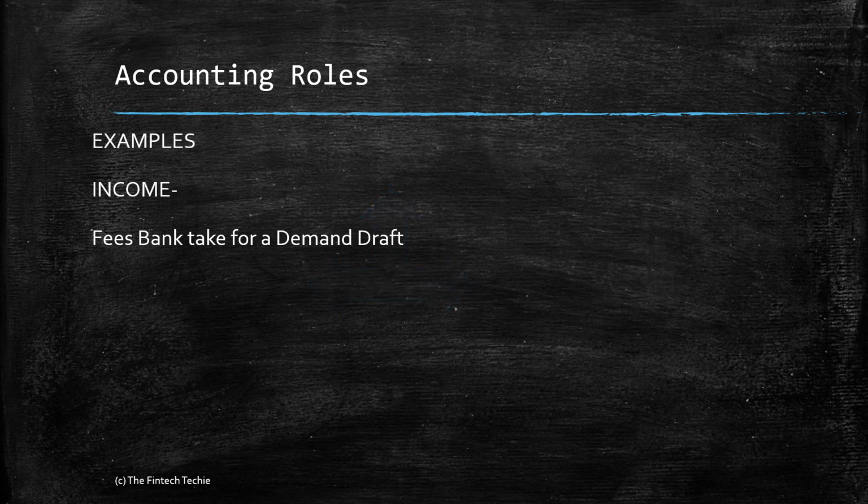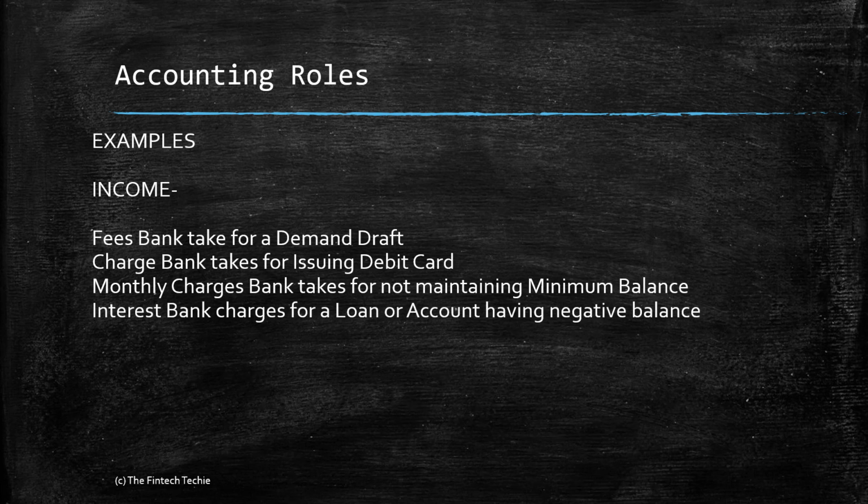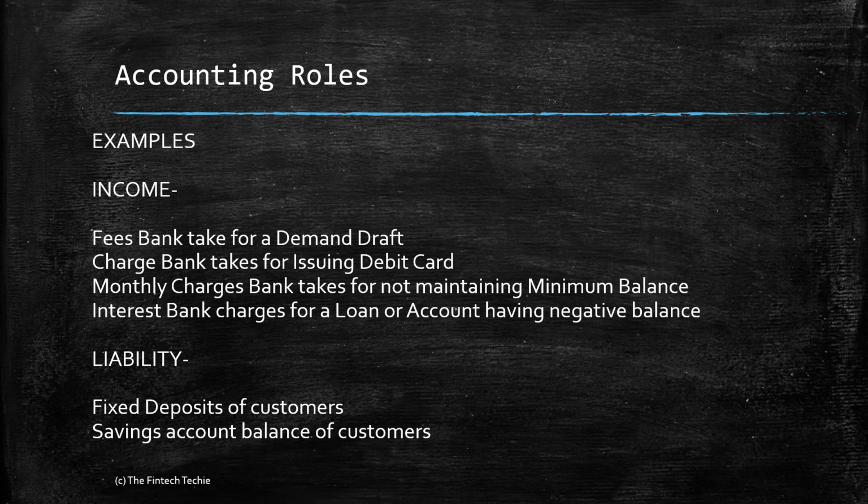For example, an income for a bank could be the fees the bank takes for a demand draft, the charge the bank takes for issuing a debit card, monthly charges the bank takes for not maintaining the minimum balance, or the interest the bank charges for a loan or an account having negative balance. The first two are transaction based charges, the last two are periodic charges. Similarly, a liability could be the money the customers bring in for fixed deposits or the savings account balance of customers. Now these are inflows from customers, but you actually owe it back to the customer when they demand it. So that explains the classification of income and liability.